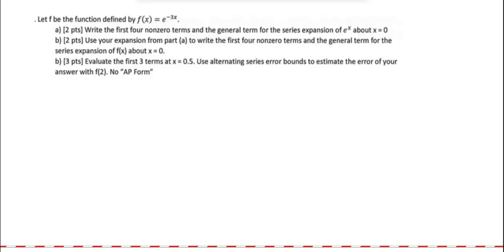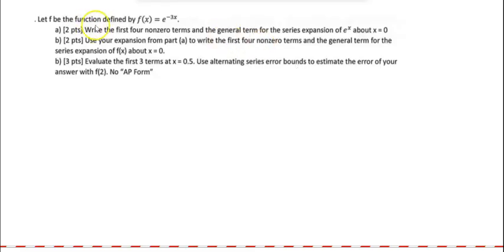All right, here we have a little free response type question that involves knowing the series expansion for e to the x, and then doing some things with it. And notice it says alternating series error bound. So let's go ahead and jump in and do it.